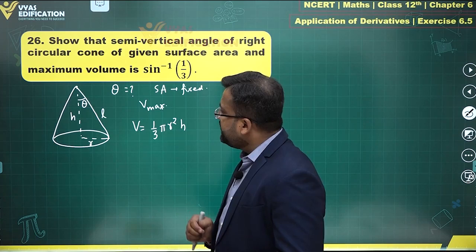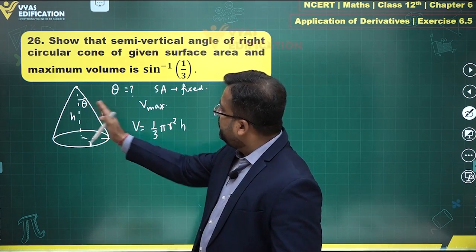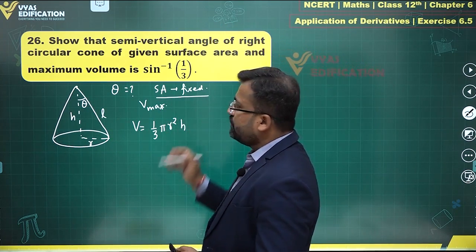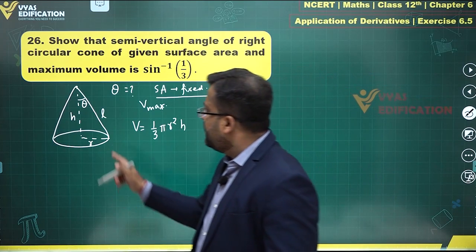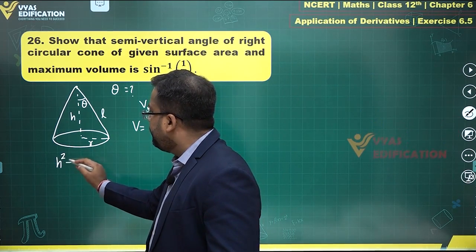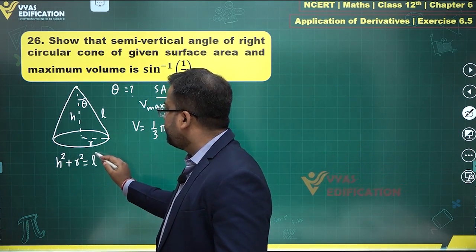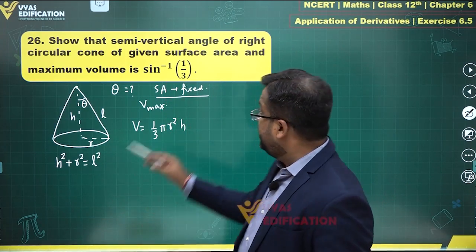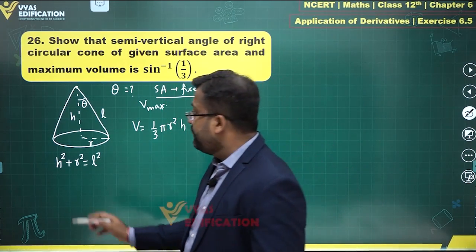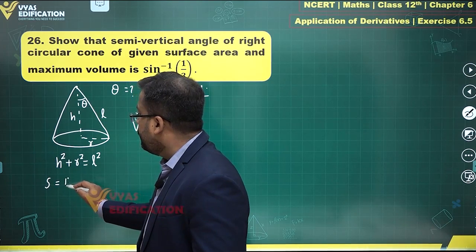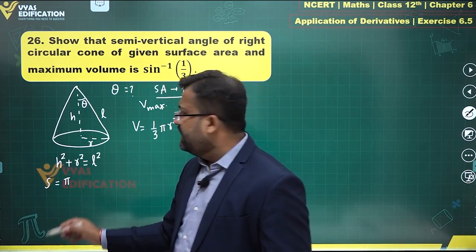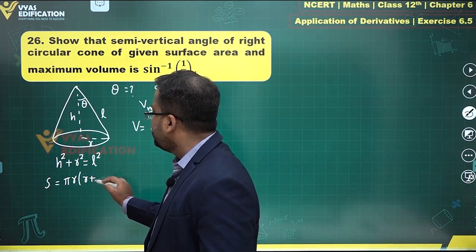So we'll maybe eliminate R or H, one of them. And what is the relation between these? Let's not involve theta, because theta is not involved in this also. Let's not increase our calculations. Let's simply use H square plus R square is equal to L square. And why is this involved? Because in the surface area, this L is involved. Surface area will be equal to pi R square plus pi RL, which is pi R times R plus L.